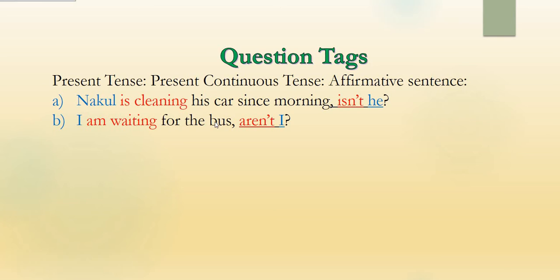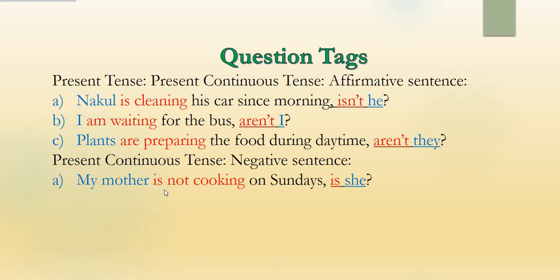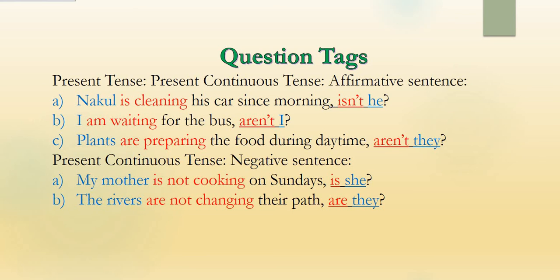I am waiting for the bus. Here am. So we have to use aren't I. Plants are preparing the food during daytime. Are plus nt they. Aren't they. Present continuous tense negative forms. My mother is not cooking on Sundays. So is she. The rivers are not changing their path. Are they. I am not enjoying the movie. Am I.